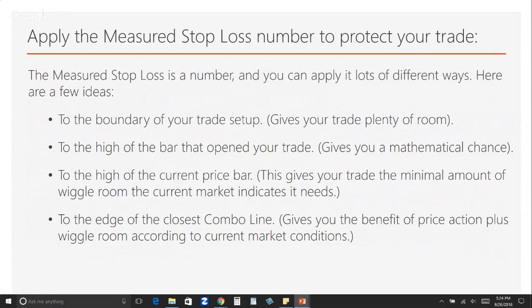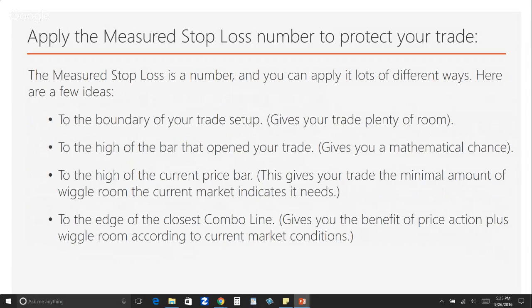So you can apply the measured stop loss number in a lot of different ways. And here are a few ideas for you. You can take that number and apply it to the boundary of your trade setup. So for example, if the boundary of your trade setup is the recent high, because you're trading maybe a counter trend retracement off a high, right before the market gives it up and falls into that retracement pattern, it might really struggle to get past that high. And how many times have you seen it just spike over that high and go far enough to hit your stop loss, and then it drops right into the pattern that you were planning to trade?